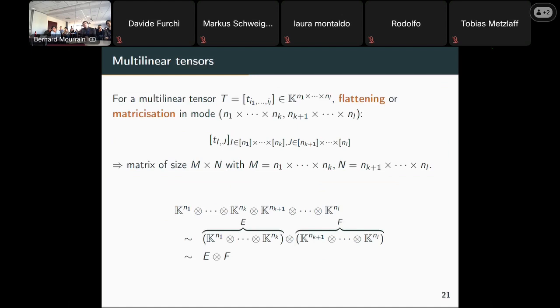So for multilinear tensor flattening, what Alexandra presented already, it's a way to say that when you have an element in this tensor product space, you see some groups of tensor products here as a vector space. And so you have an element here, which is, in fact, an element in this space, E tensor F. And this is a space of matrices, and so you have a matrix associated to it.